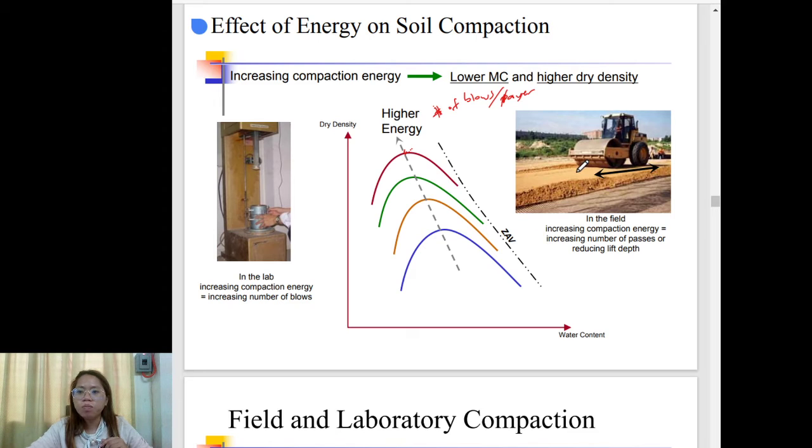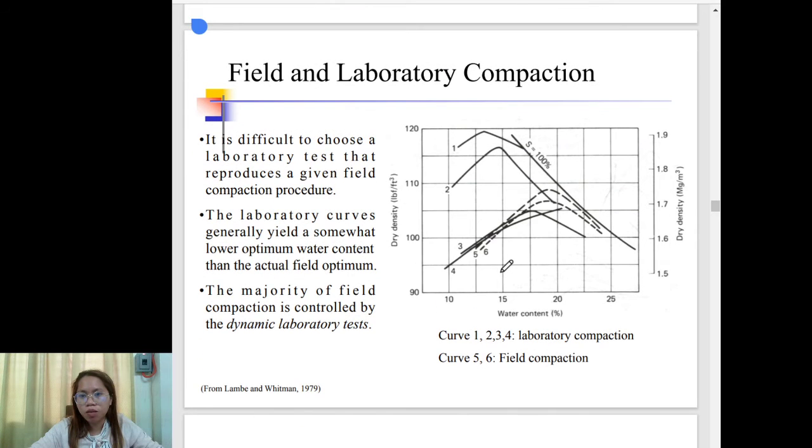In the field, increasing the compaction energy means the number of times you go back and forth with the roller. While in the lab, if you use the standard Proctor test or the modified Proctor test, that is increasing the number of blows. That is the meaning of increasing compaction energy or compaction effort. And we also have field and laboratory compaction affecting the compaction.